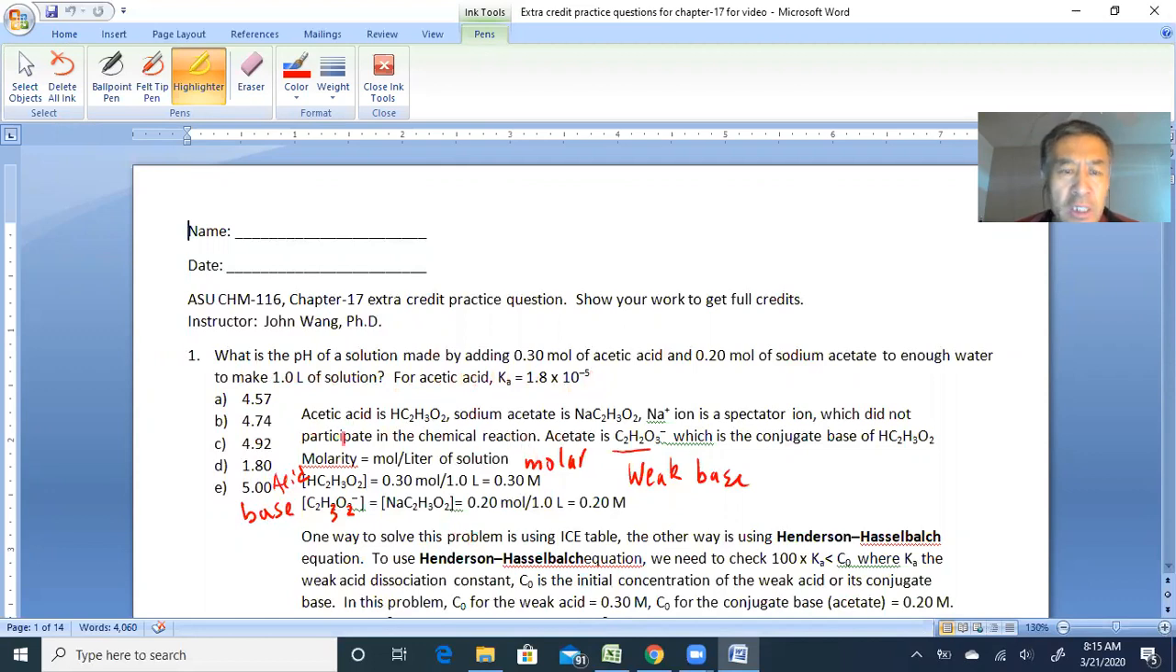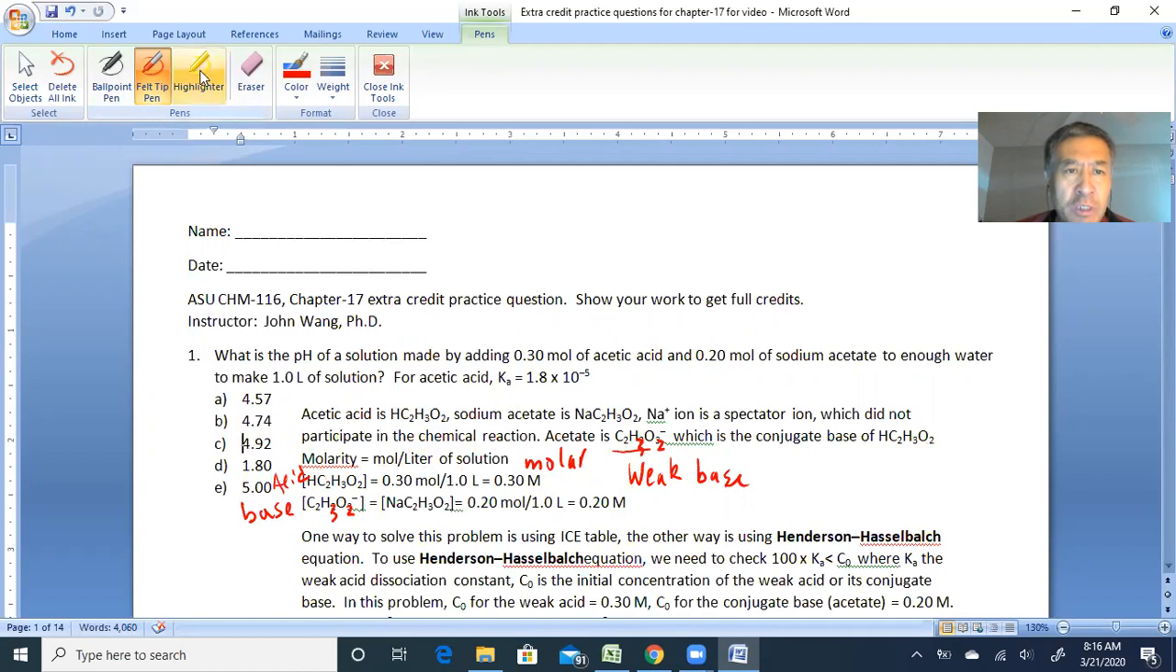So again, acetic acid is HC2H3O2. Sodium acetate is NaC2H3O2. Na plus ion is a spectator ion which does not participate in the chemical reaction. Acetate is C2H3O2 with a negative charge, which is the conjugate base of HC2H3O2. So we know some of those fundamental definitions.